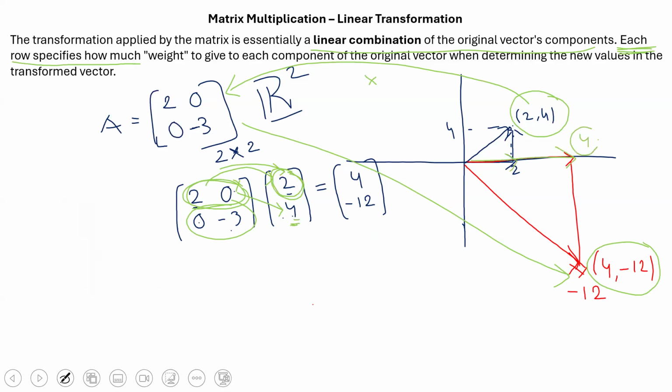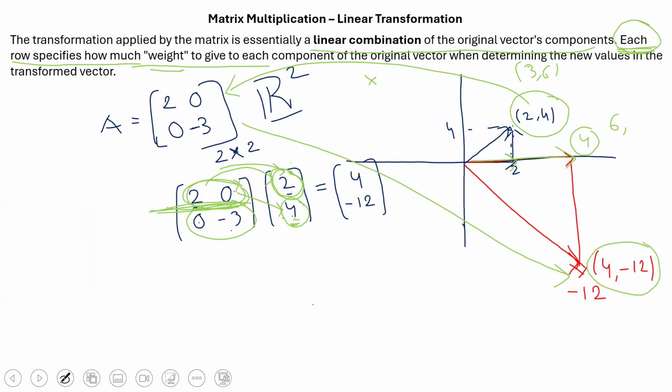Even if you take another point, let's suppose 3 comma 6, you will get 6 comma, and for now we are just talking about the x component, because no importance is given to the y component. The first row specifies how much weight to give to each component. Each row specifies how much weight has to be given to each component of the original vector.